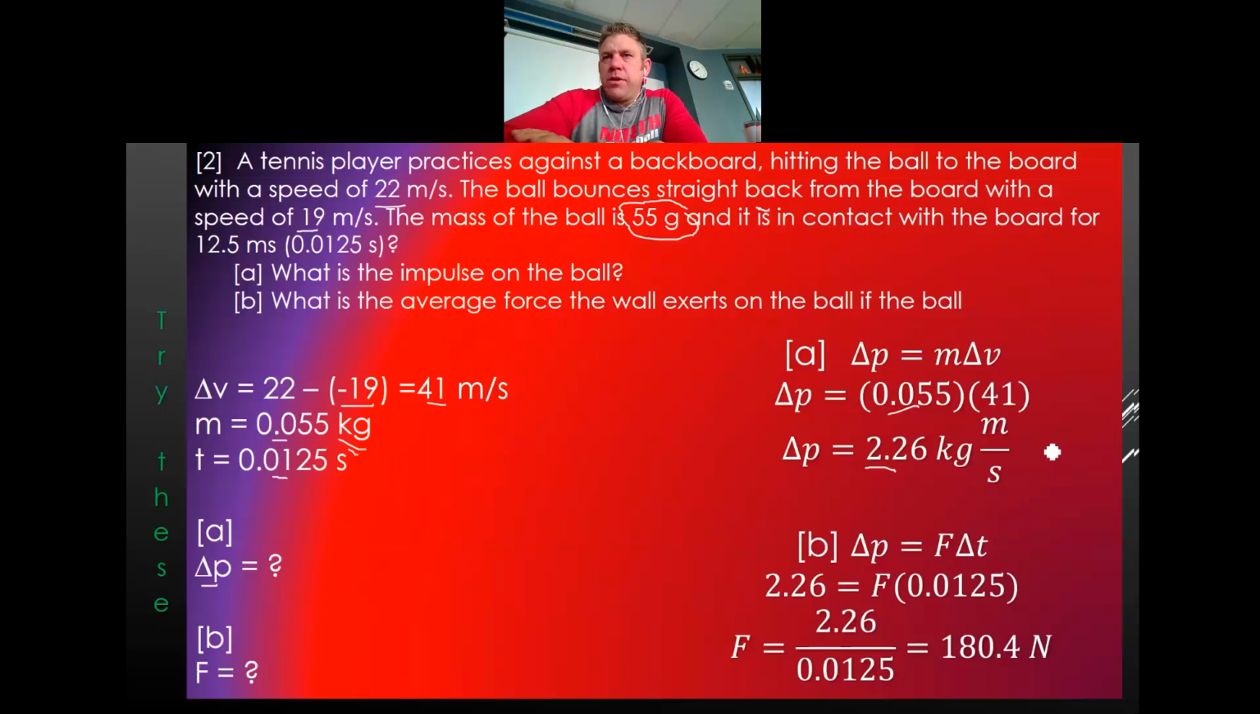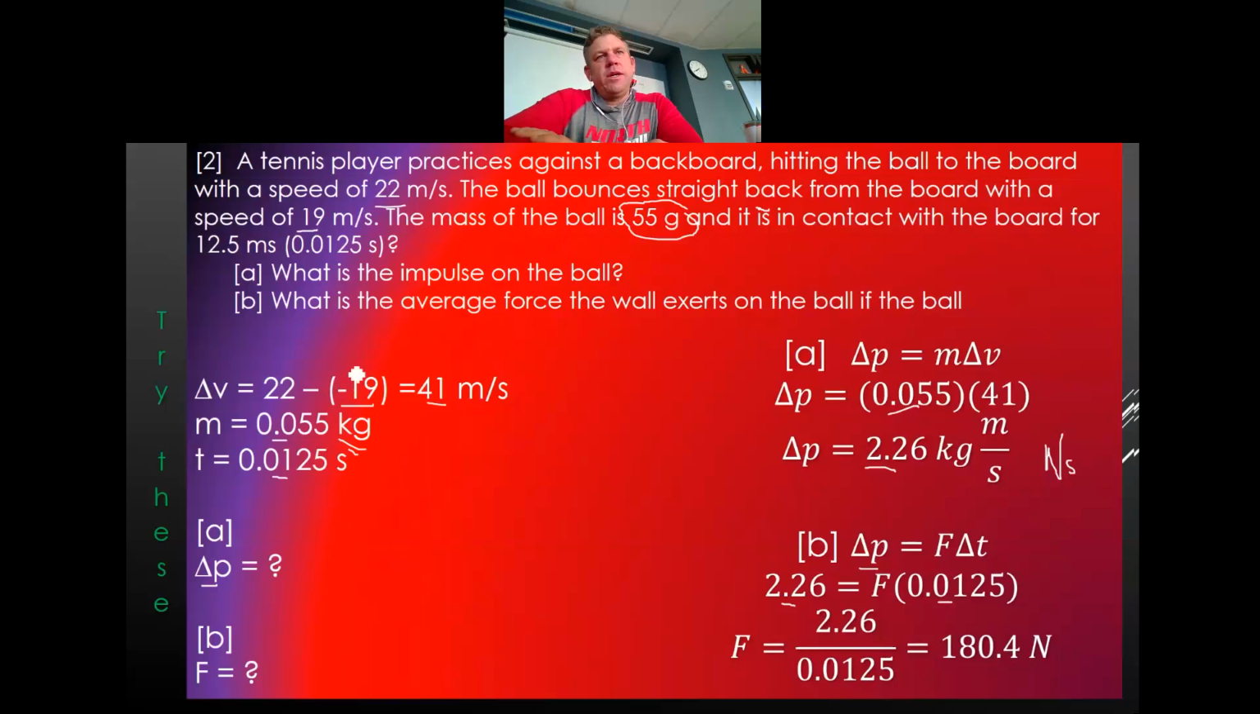All right. One more time, just to remind you, this is also Newton seconds, right? Because that's Newton seconds, that allows us to then plug this straight into here. With that, we can take our change in momentum divided by the time of how long it was in contact, and we find that the force here needs to be 180.4 newtons.